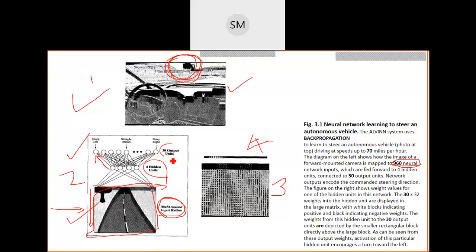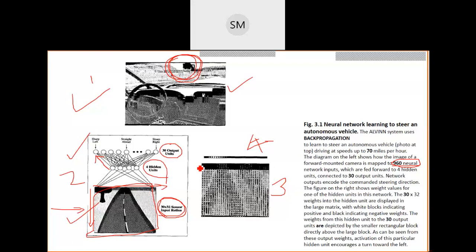How many output units are there in the output layer? 30 output units are there. The number of hidden layers and output layers is based on the problem, and it varies from problem to problem. So why only 4 hidden layers? Why only 30 output units? It's not like that. It varies from problem to problem.